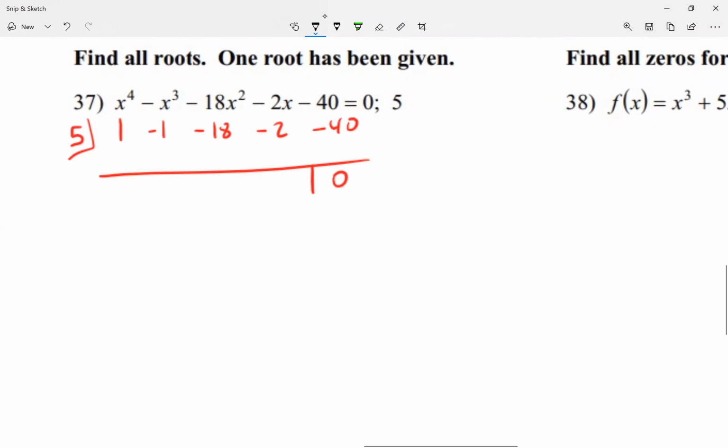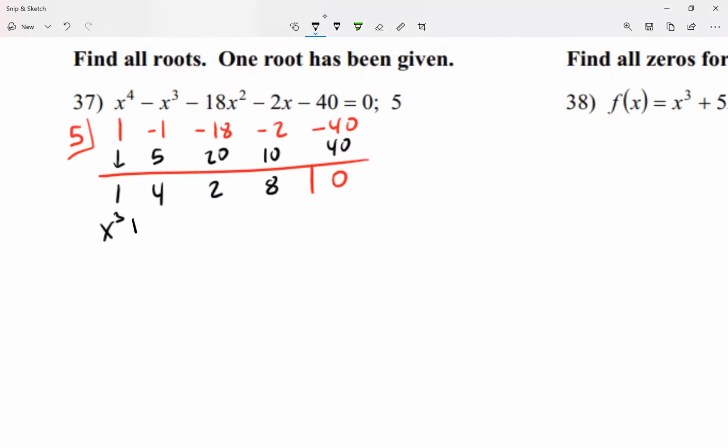So let me bring this number down, multiply by the root, combine these, multiply by the root, combine those, times 5. Negative 2 plus 10 is 8, times 5, cool. So one of my roots was 5, so that worked. So I have x to the third plus 4x to the second plus 2x plus 8.